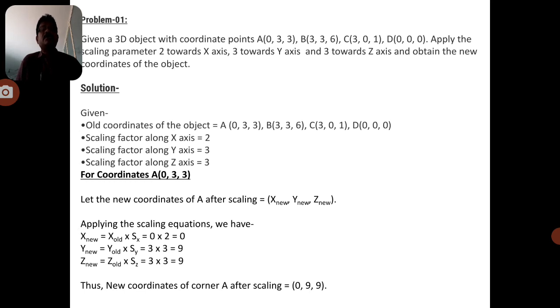For coordinate A of 0, 3, 3, we have to find the new coordinates. x new equals x old times Sx, where Sx is the scaling parameter towards the x-axis, that is the value given, 2. So x new equals x old times Sx, which equals 0 times 2. 0 is the x old value, so the result will be 0. And y new we can calculate as y old times Sy, which equals 3 times 3, which equals 9. So z new equals z old times Sz, which equals 3 times 3, that is equal to 9. So the new coordinates of the corner A after scaling are 0, 9, 9.